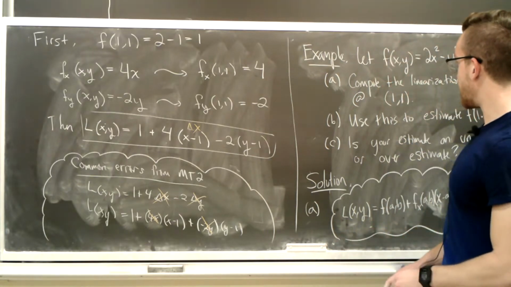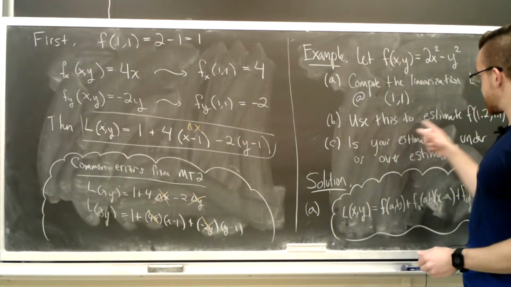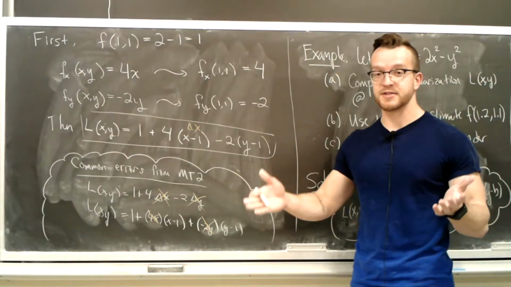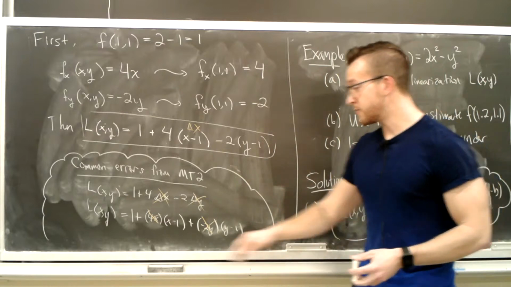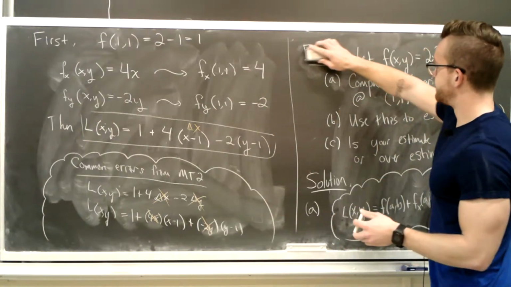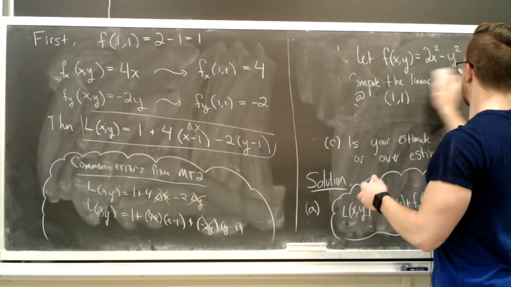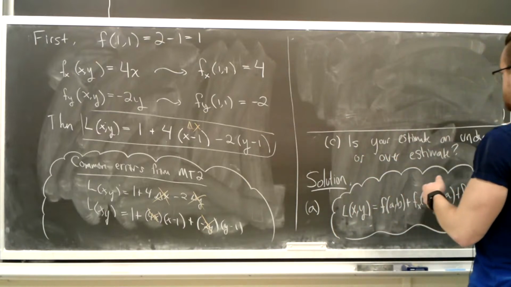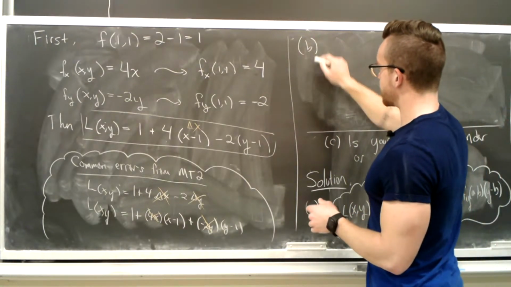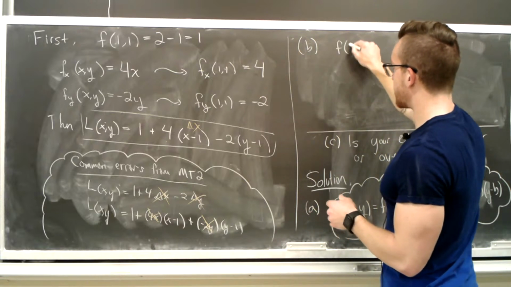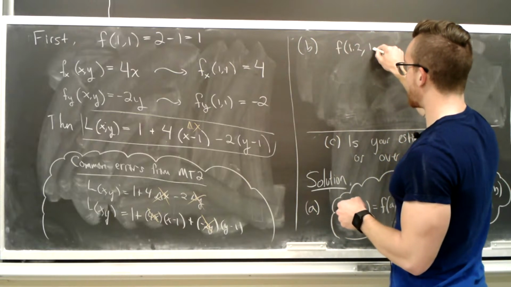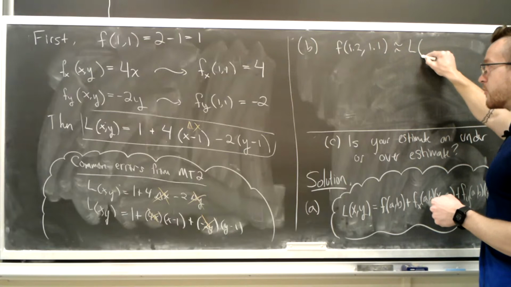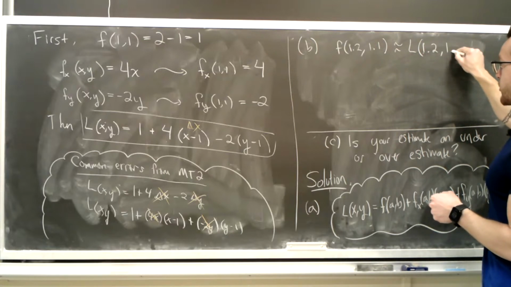That's part A. Part B, which I'm going to have to erase, is to plug 1.2, 1.1 into this expression, and whatever that spits out, that's your estimate for the value of f there. So for part B, we could say f of 1.2 comma 1.1 is approximately equal to L of 1.2 comma 1.1.